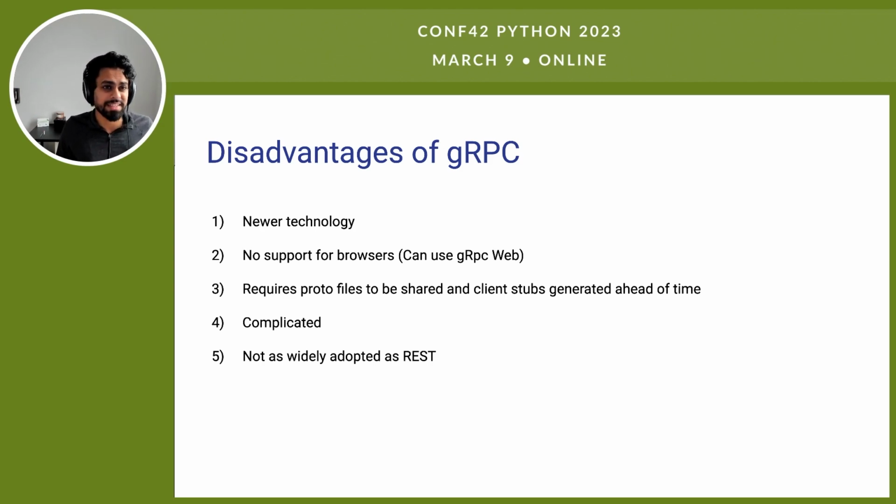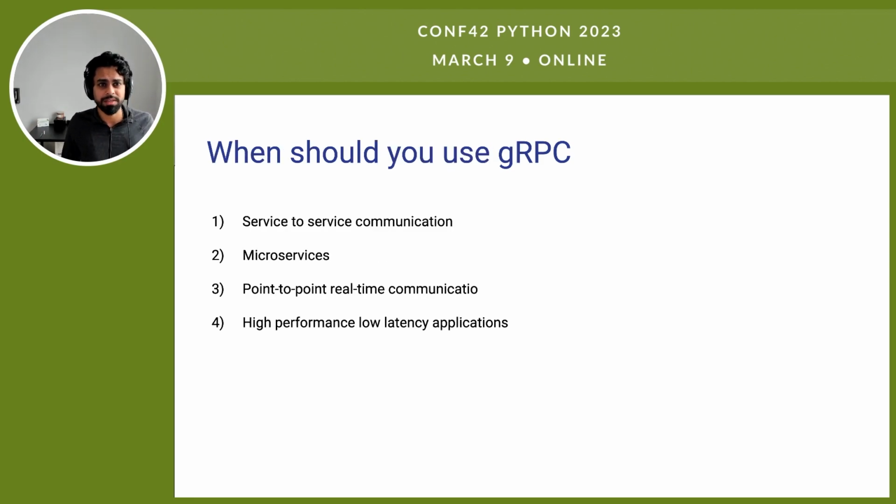Well, now that we've seen these, what are some of the use cases for gRPC? Well, gRPC is really good for service-to-service communication. It's really good if you have a microservices architecture where you have a bunch of different services that are constantly making calls to each other.